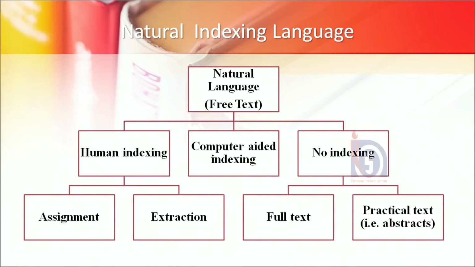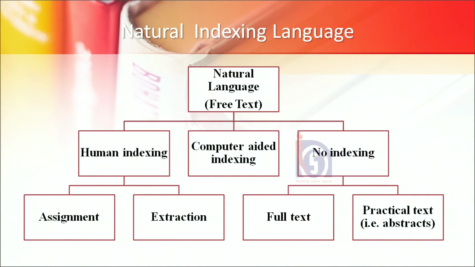In computer indexing, the computer may well use a list of terms deemed to be useful in indexing, for example, a type of thesaurus, to identify appropriate terms. The use of natural language is very important in an information retrieval system. Now we will discuss the various types of natural indexing systems.